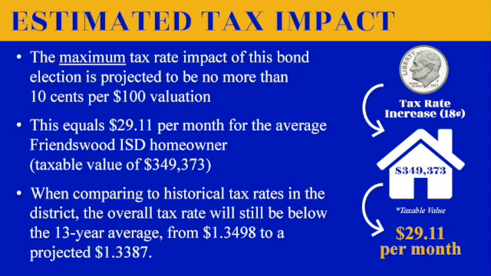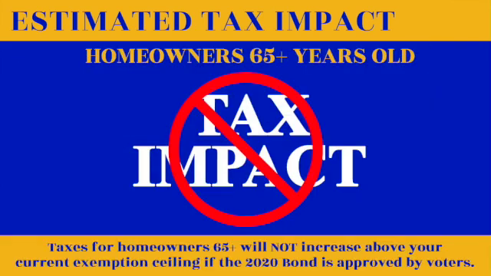How much will the bond cost taxpayers? The maximum tax rate of the 2020 bond election is projected to be no more than 10 cents per $100 of valuation. Using the average taxable value of a home in Friendswood ISD of $349,373, the monthly tax increase is $29.11. If the election is successful, the overall tax rate will still be below the 13-year average from $1.3498 to a projected $1.3387. How will this election impact homeowners age 65 and older?